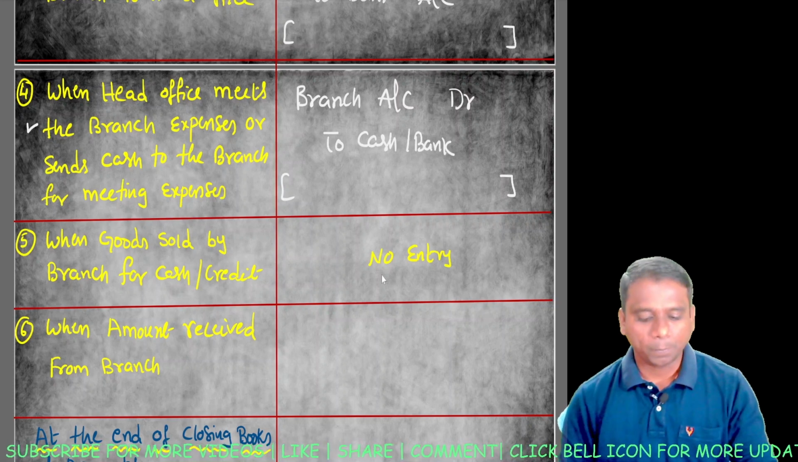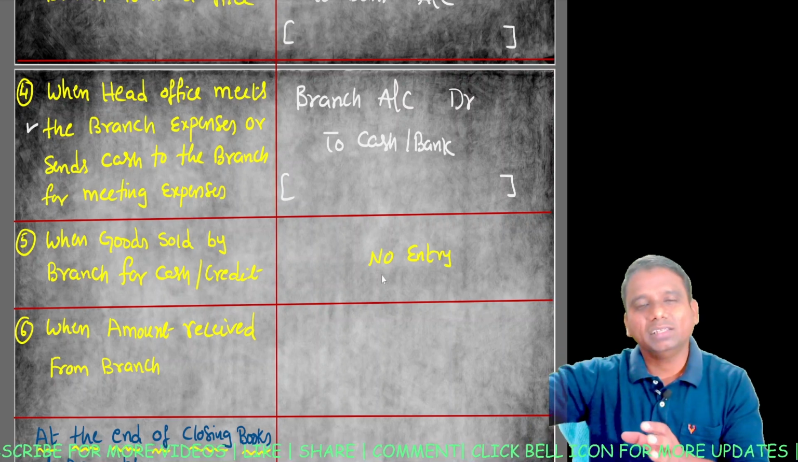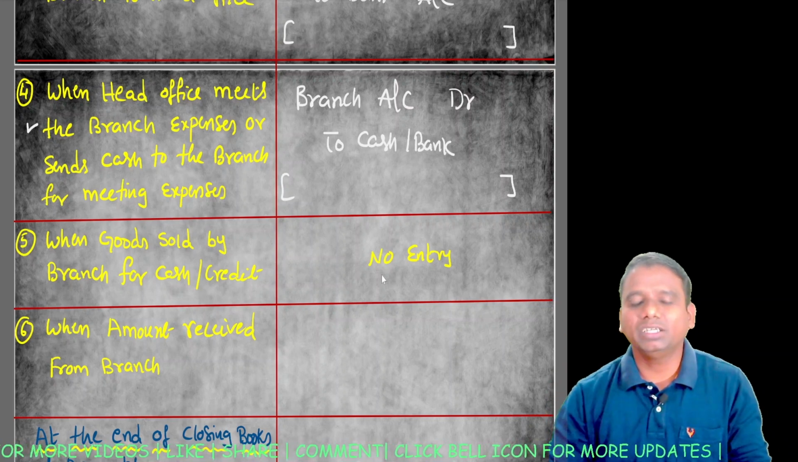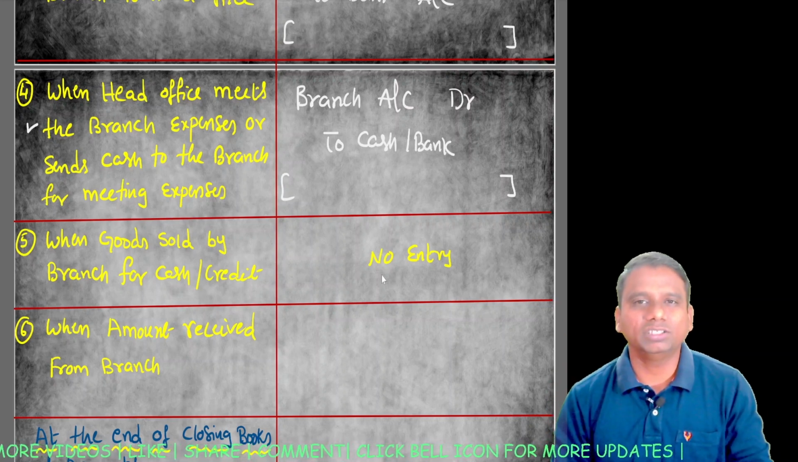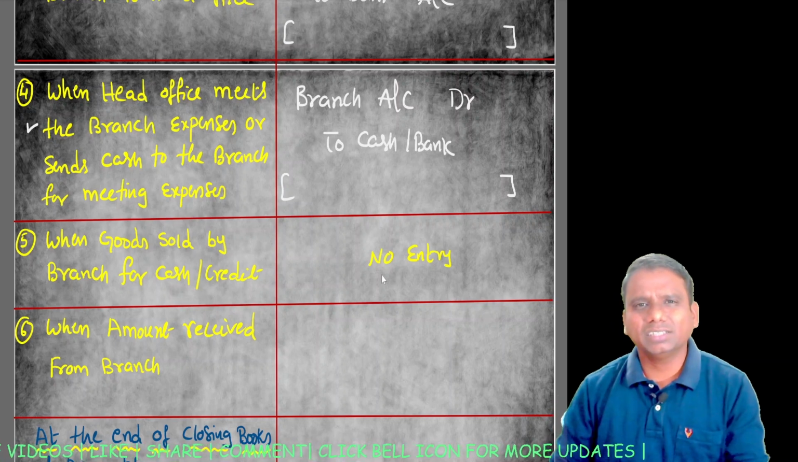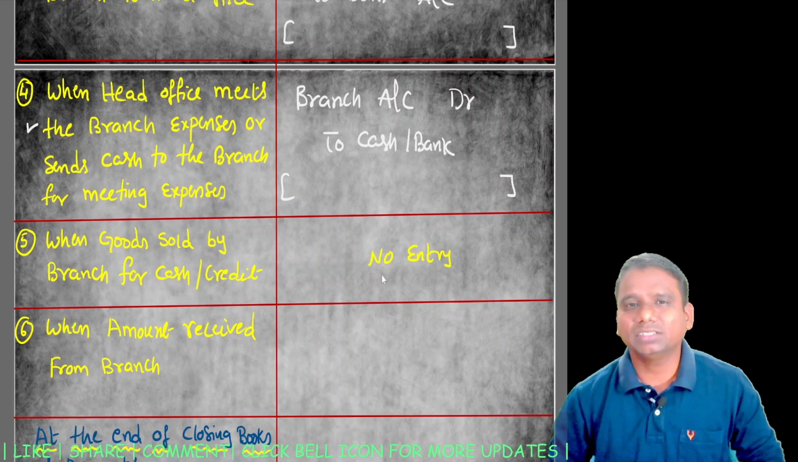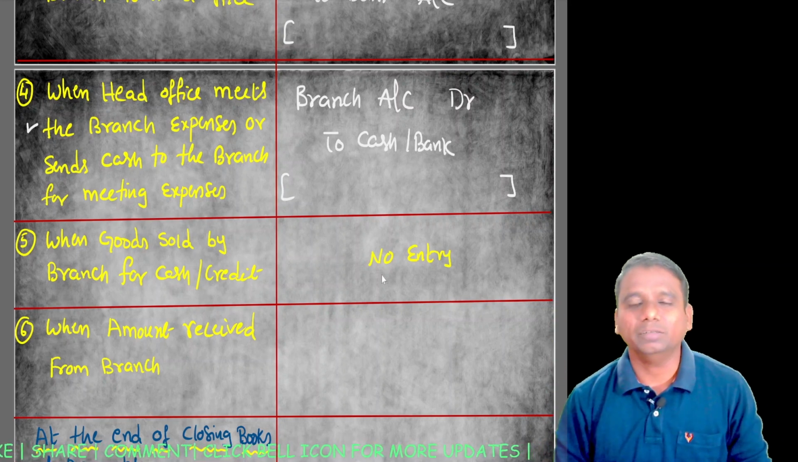Next one is what? Goods sold by the branch. Yes or no? Now we sent goods, some of the goods may be returned, and we paid some amount towards expenses. What is the next transaction? See, here we are understanding in a logical manner. What may be the next transaction? Goods sold by the branch.